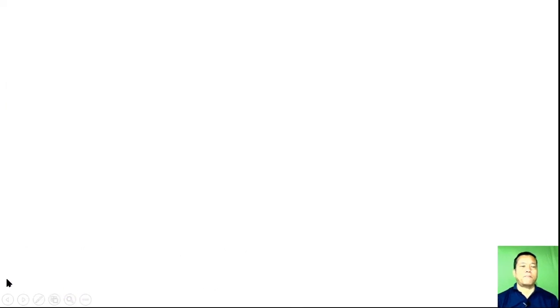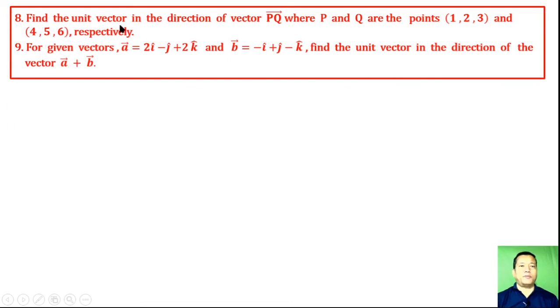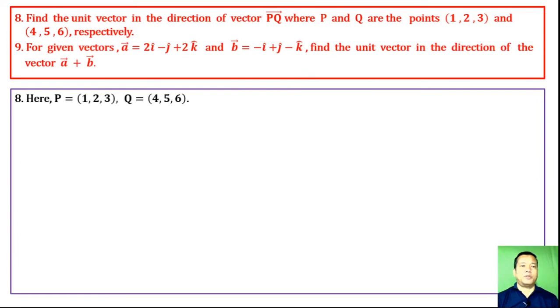Number 8. Find the unit vector in the direction of vector PQ where P and Q are the points (1, 2, 3) and (4, 5, 6). Here P is this, Q is this.